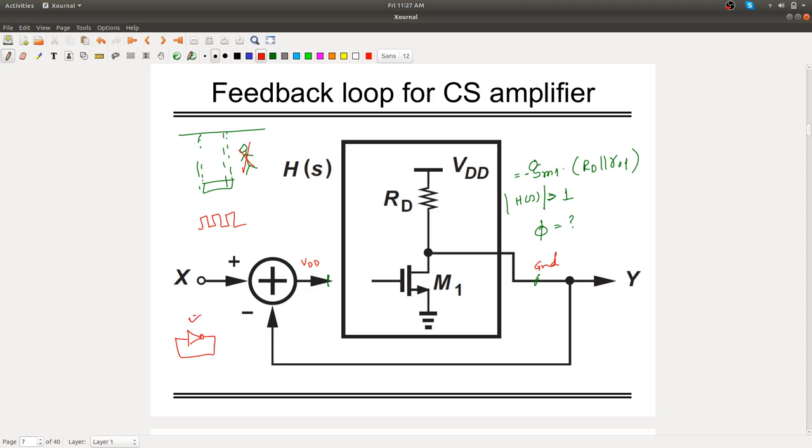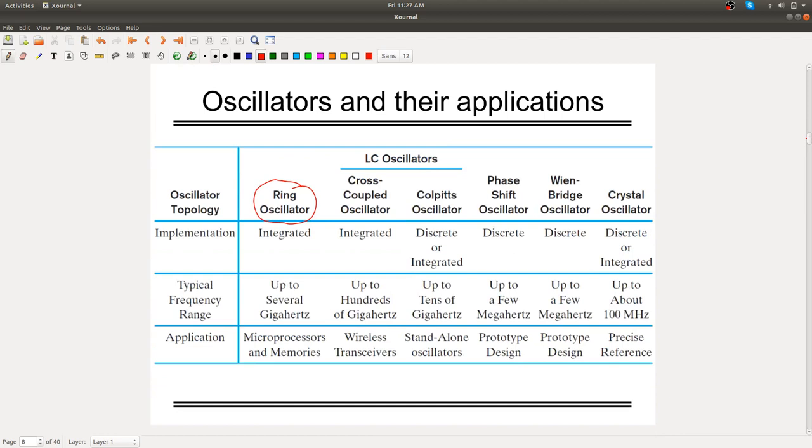You can try it in the laboratory if you want. You can keep one inverter and keep one inverter back. In feedback, this is negative feedback, right? So in total it's 180 degree phase shift only. But those kinds of things are actually ring oscillators. This is one of the fastest ones. You can achieve several gigahertz, right? So microprocessors, memories, and there are many digital applications where we are going to use it.